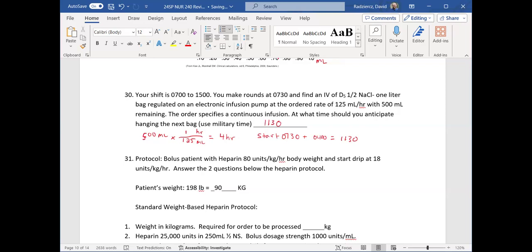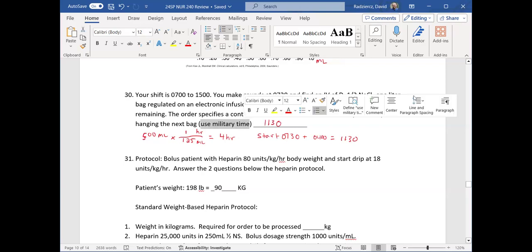Is this test going to be on paper or online? I actually don't know the answer to that. My assumption is that it'll be a paper test, but I don't know. I'm asking because, for example, if it's online, should I put 11:30 or 11:30 a.m.? So notice what it says here, right? It says use military time. So with military time, there's no AM or PM. Okay. Good question.